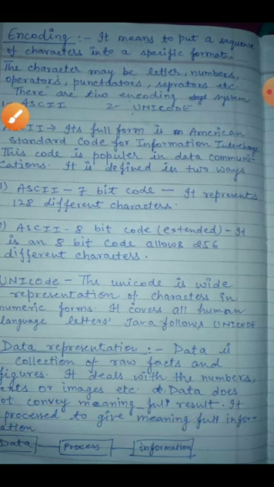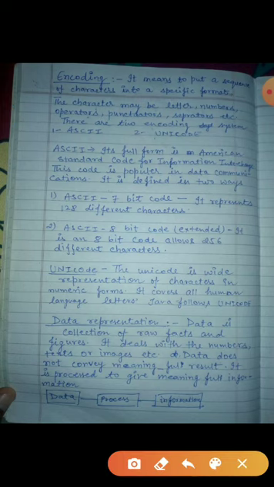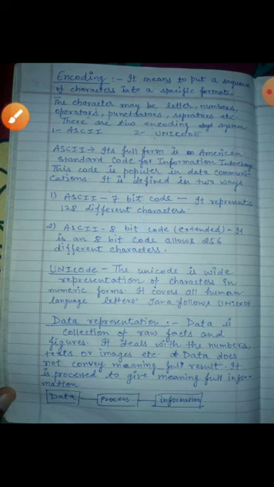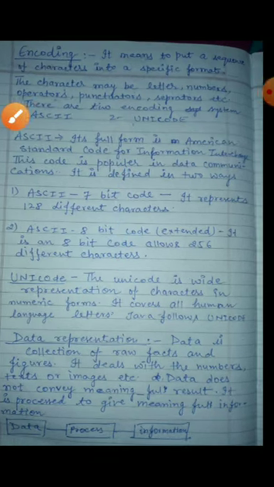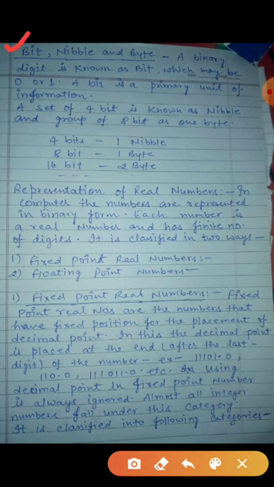Now come to the next page. Encoding is given here, which I have already told. So now the next one. Look here: bit, nibble and byte. What is the meaning of bit, nibble and byte?